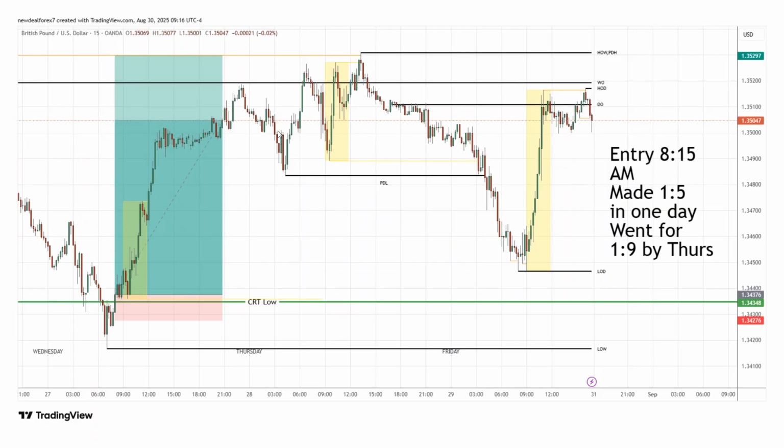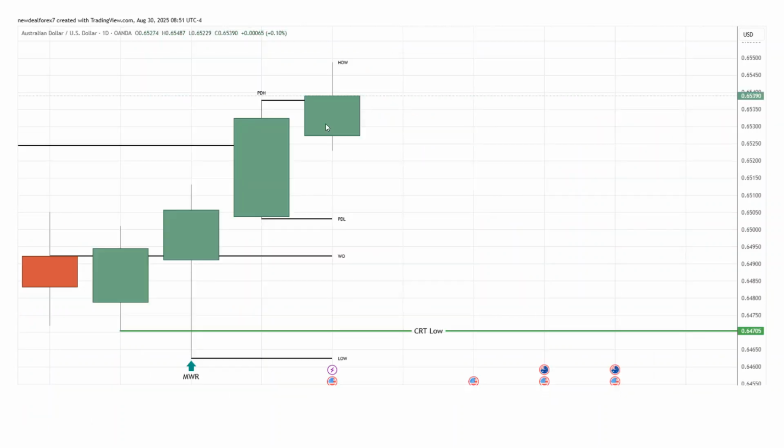So let's take a look at the 15-minute. The best entry was at 8:15 a.m. It made 1 to 5 in one day, and it did go all the way for 1 to 9 risk to reward ratio. Pardon me, I've got a slight cough, so just pardon my voice. So that was good there.